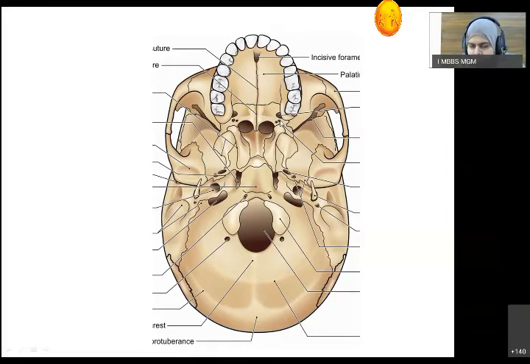Posterolateral to it, there are 2 to 3 smaller foramina, which are known as the lesser palatine foramina. These lesser palatine foramina give passage to the middle and posterior palatine nerves. Okay, a single greater palatine foramen for greater palatine vessels and nerve, and 2 to 3 small lesser palatine foramina for lesser palatine vessels and nerve. Along its posterior end, there is one projection which is known as the posterior nasal spine.